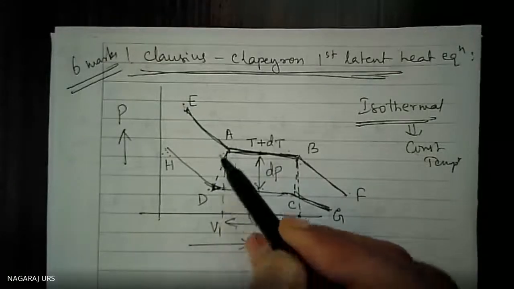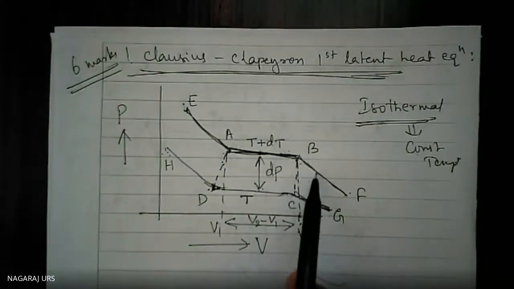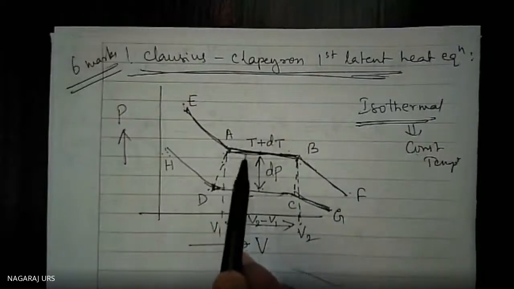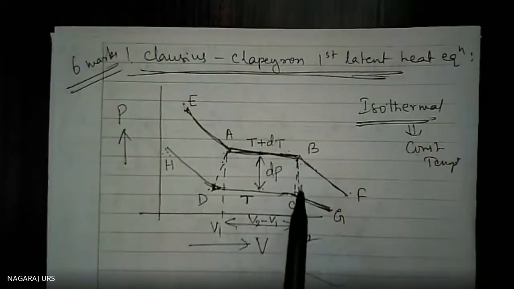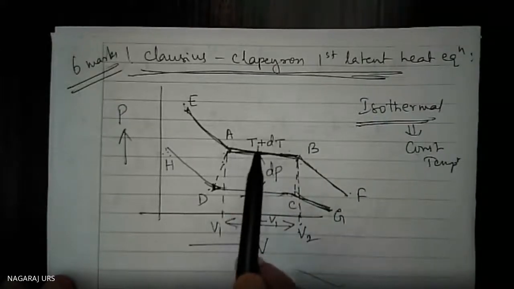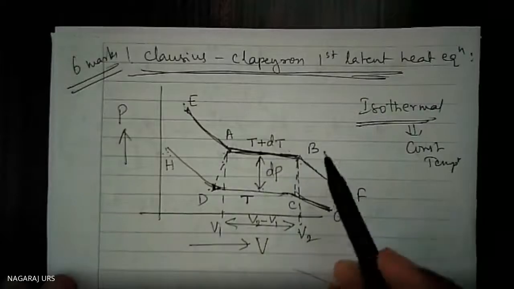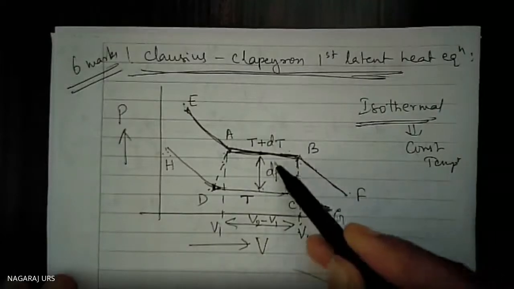Now at point A, the substance goes on converting into the gaseous state. This is completely gaseous state, but it is converting to the gaseous state slowly and steadily. From A to B, it is absorbing heat. From B to C, there is a change in the pressure.